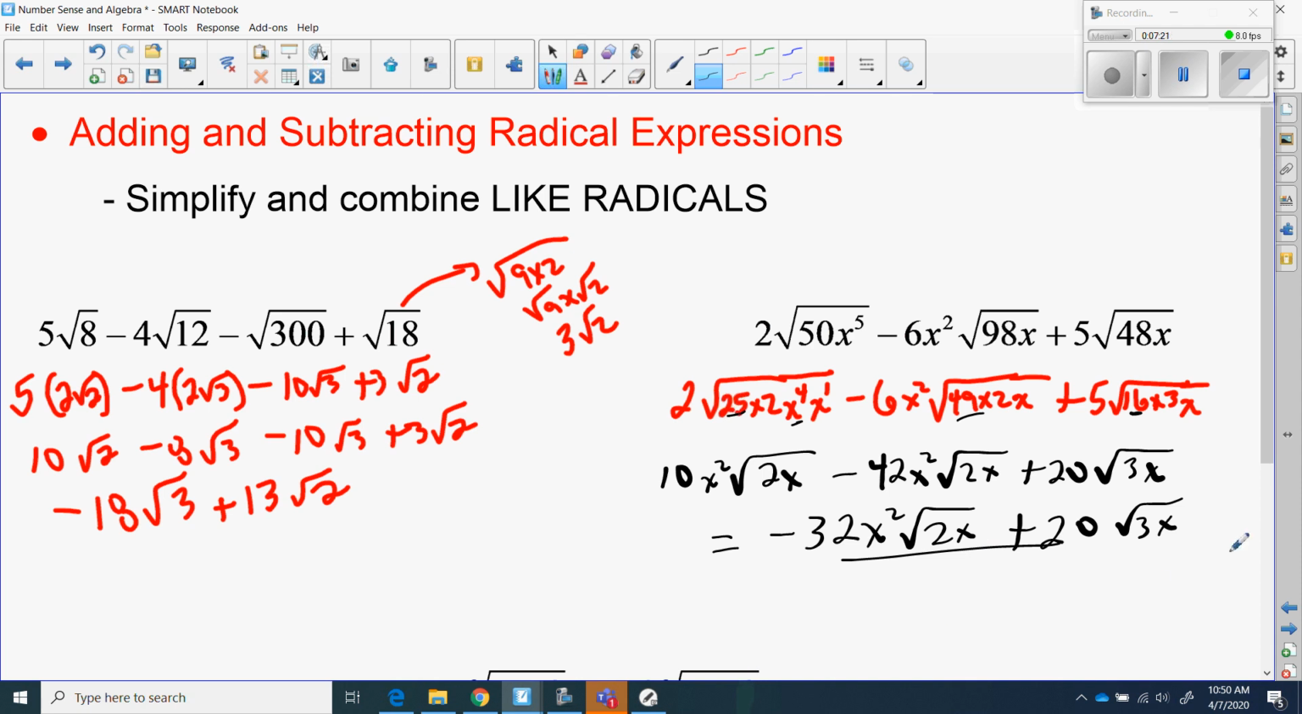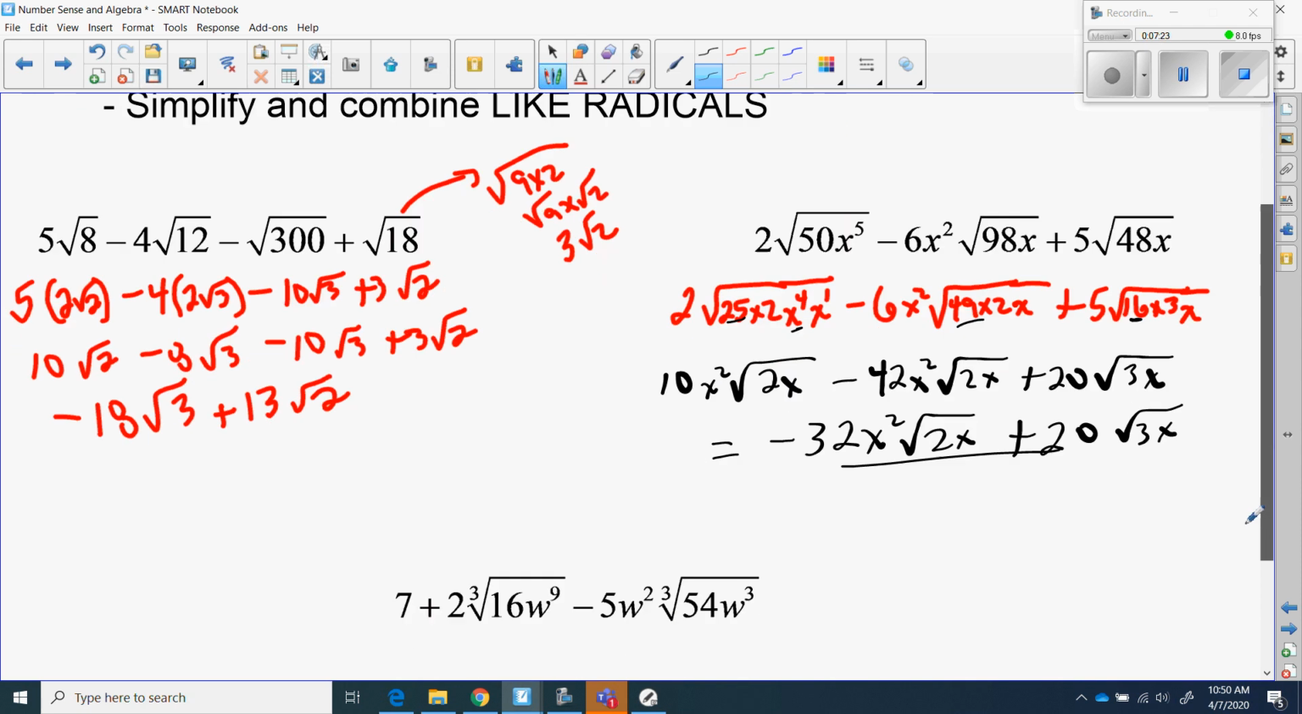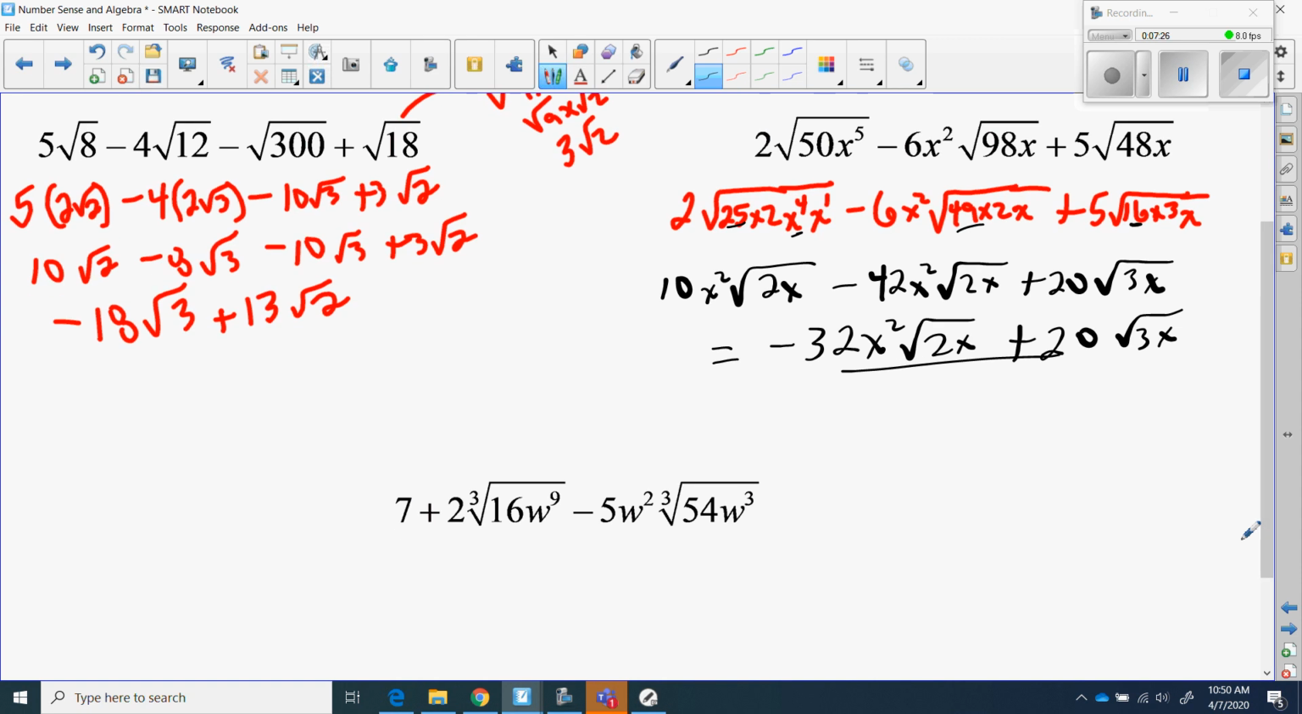I have another one here down below. So this one's got variables in it again. Now this time the index is 3, so we're doing cube roots. So I'd be looking for perfect cubes that divide into these numbers, not perfect squares. So it's going to be 7 plus 2. Now your perfect cube, the first perfect cube is 8, and 8 goes into this one. So I would write it as 8 times 2, and w to the 9th.